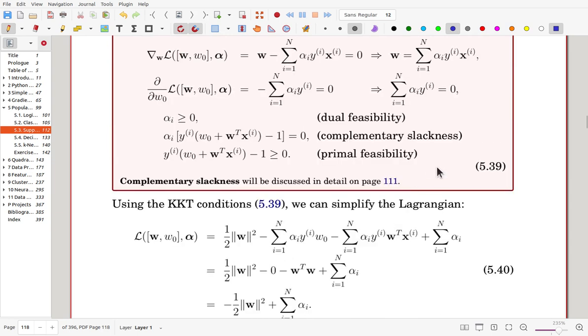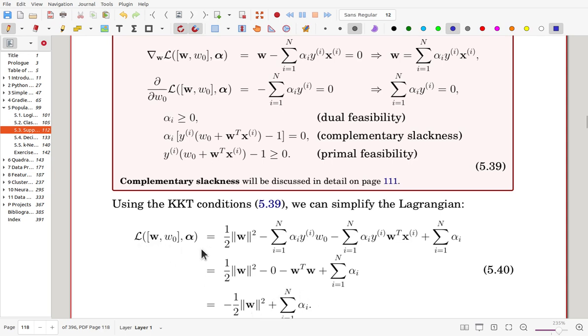Now we'll use the conditions here. W0 is independent of i, so we can put it outside. Then the remainder part is 0. Now W transpose is independent of i, so we can put it out. Then the remainder part is W, so this whole thing is the same as W transpose W. Now we can combine these two to get this one.